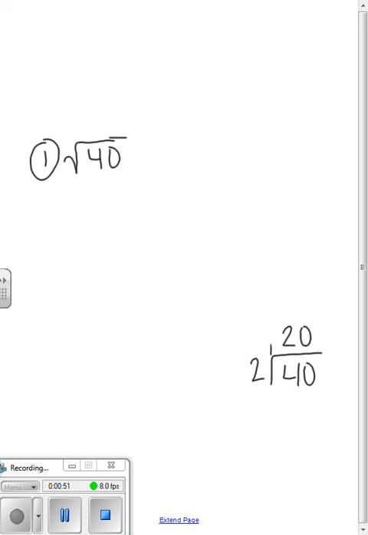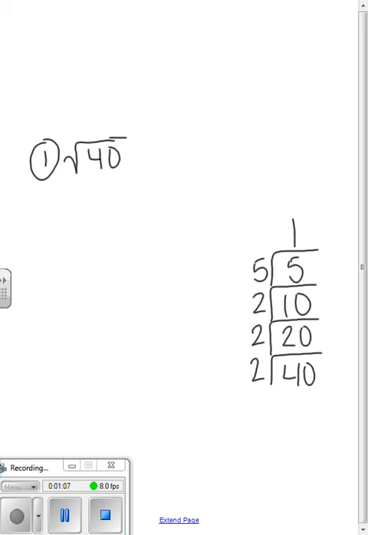40 divided by 2 is 20. Divided by 2 again is 10. Divided by 2 again is 5. Divided by 5, because 5 is not even, is 1. Your goal is to end with a 1 on top. As soon as you have a 1 on top, you know that you've successfully factored.